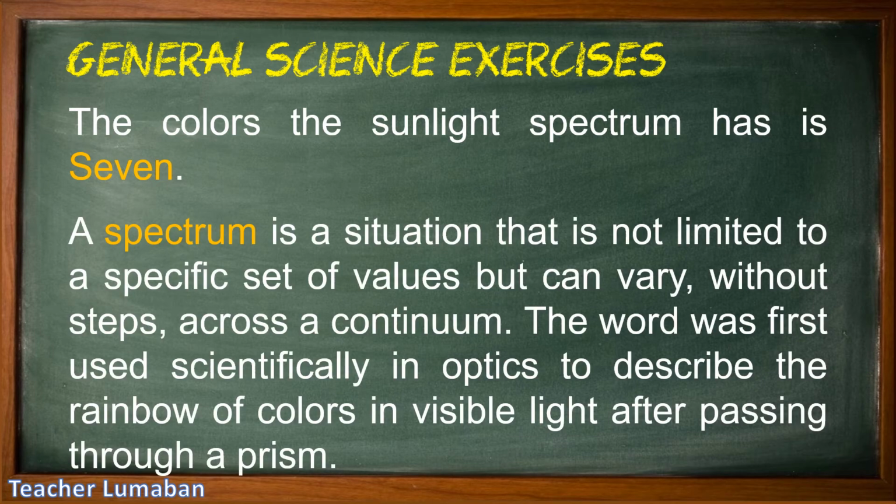A spectrum is a situation that is not limited to a specific set of values but can vary, without steps, across a continuum. The word was first used scientifically in optics to describe the rainbow of colors in visible light after passing through a prism.